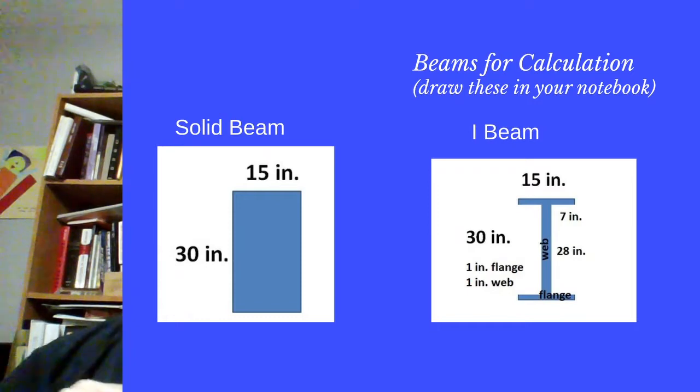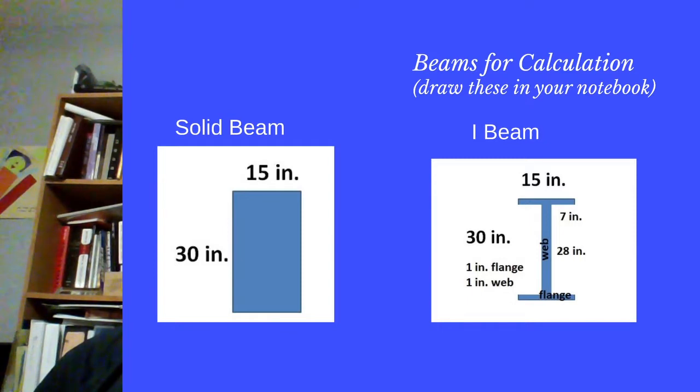So in your notebook, you should draw both of these things. This is part of your IED assignment. Your solid beam is going to be 30 inches by 15 inches. And your I-beam is going to be also 30 inches by 15 inches, but each piece of the web and the flange, you're going to go ahead and make 1 inch. So when I get my screen back here, I'll show you what mine looks like in my notebook.